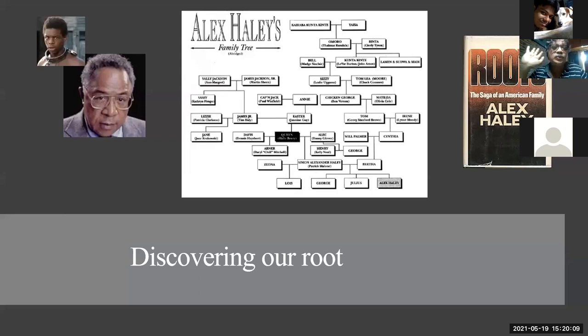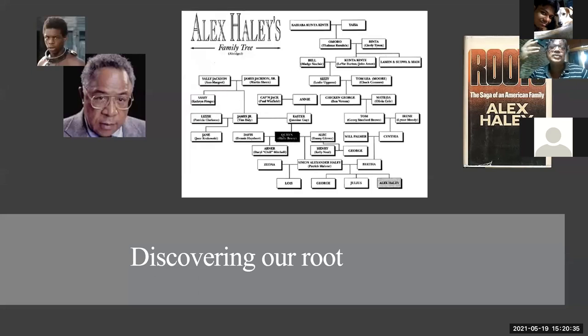Well, this is nothing to do with virology or anything. This is a slide that I show all the time. This is about a storybook that I had read when I was young. It is called The Roots. It was written by an American author named Alex Haley.